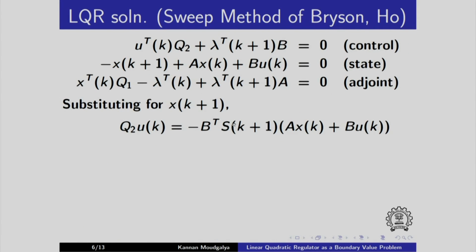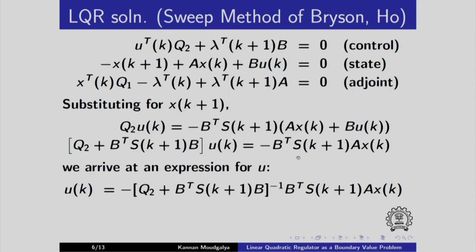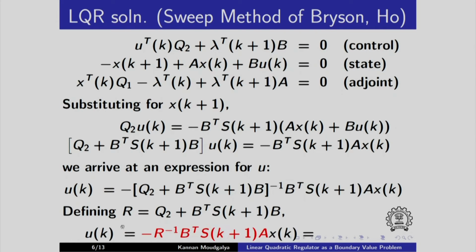In the last equation we substitute for x of k plus 1, so we get A xk plus B uk coming here, but this equation is the same as what we derived in the previous slide. So let us bring the uk term from here to the left hand side, I get this equation. Take this to the right hand side, I get the expression for u. Now we will define the terms inside the bracket to be R, and finally we get this expression for uk.